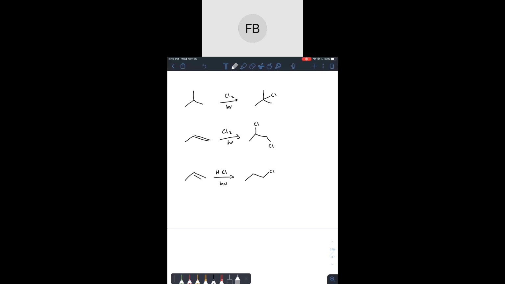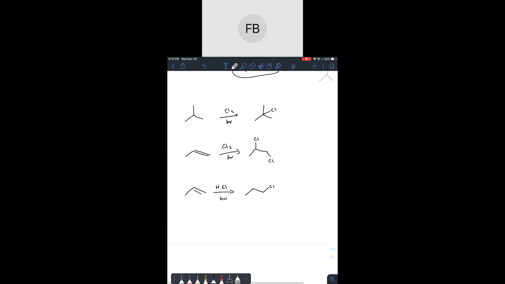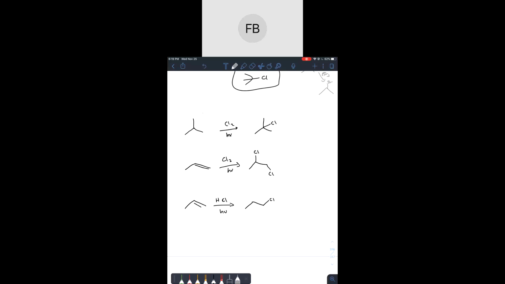All right. Number one, very important to know the difference between Cl2 in light versus HCl in light. Also, the difference between no double bond being there in the first place. That's just a free radical mechanism, chlorination. It's different.